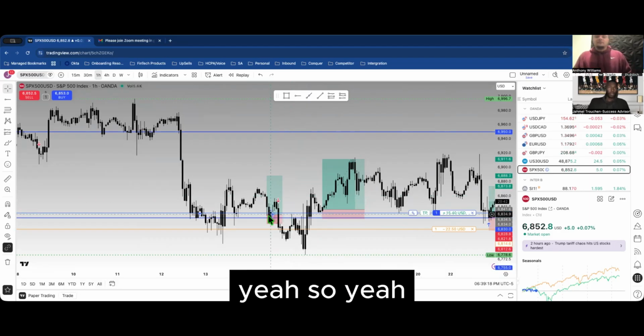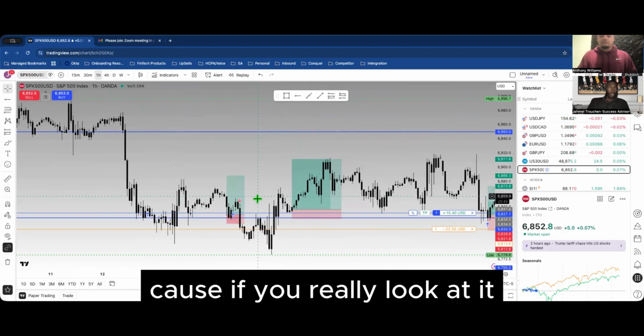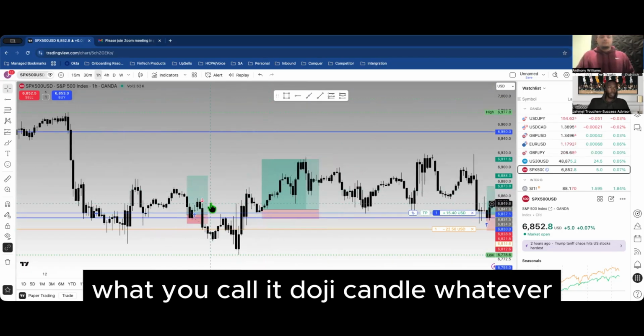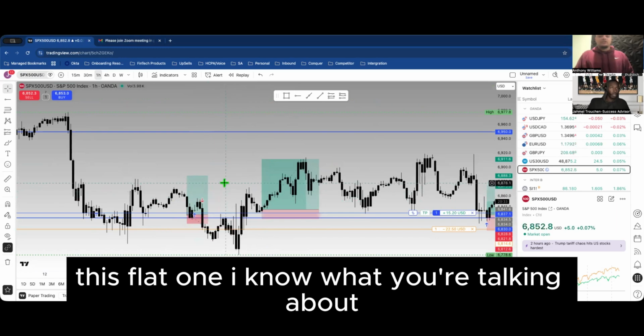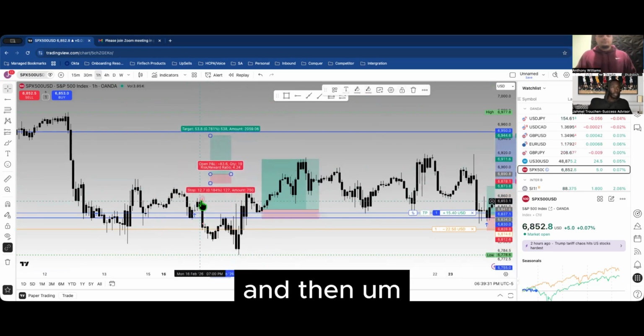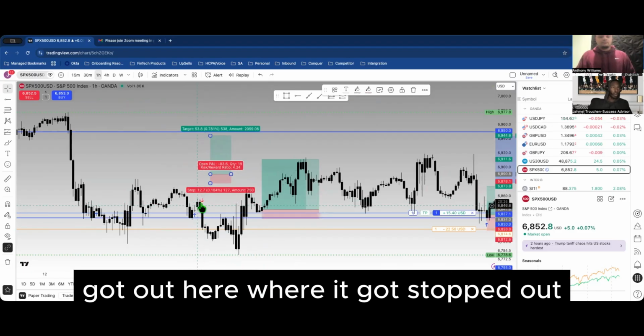Right, right, yeah. So if you really look at it, when I got in on this, what do you call it, doji candle or whatever, this flat one. I know what you're talking about. I don't really name the candles and all that. Yeah, and then I got out here where it got stopped out.